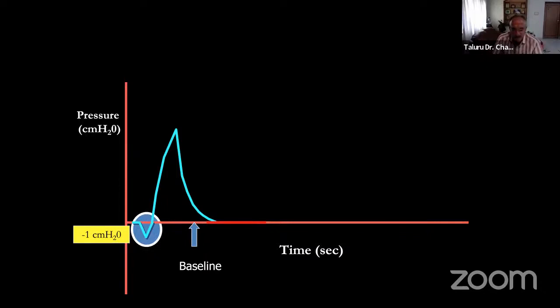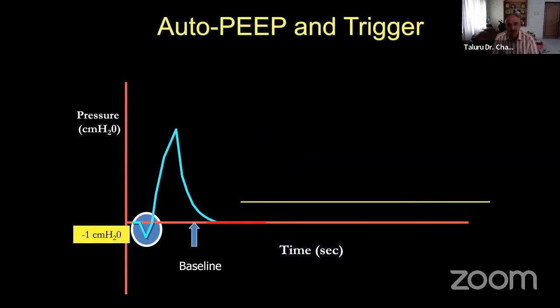See, I've set a trigger of -1 cm. If the patient has an auto-PEEP of 5. Now, how much should the patient be able to produce negative pressure to come to -1? How much negative pressure he has to generate, you tell. See, the baseline is here. The ventilator doesn't have the information that auto-PEEP is being generated. Now the baseline shifts here, but it has to again touch this point to trigger a breath. So how many centimeters of negative pressure does it have to generate?